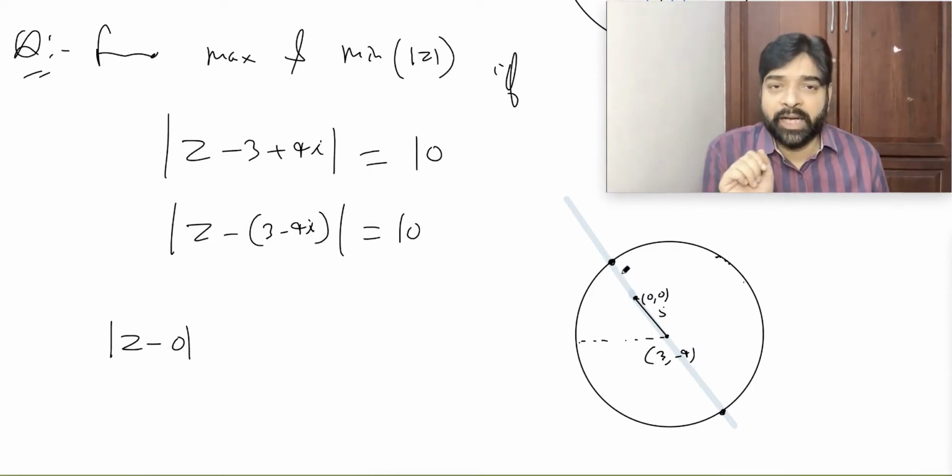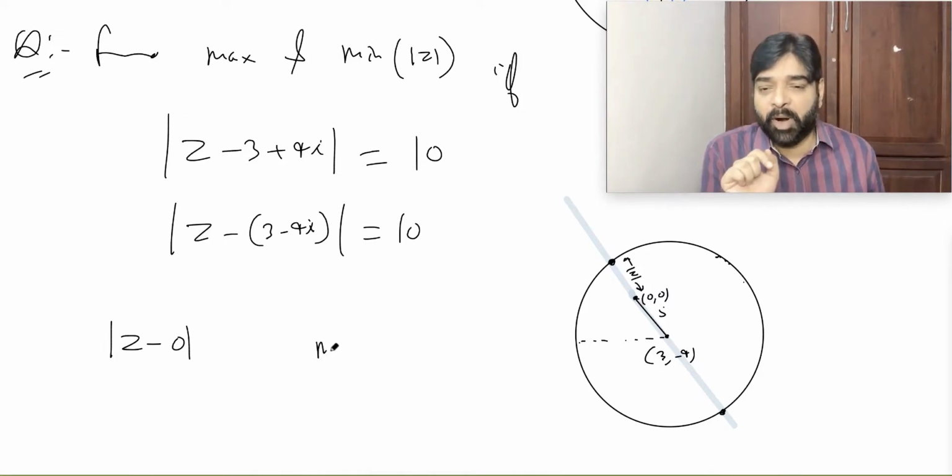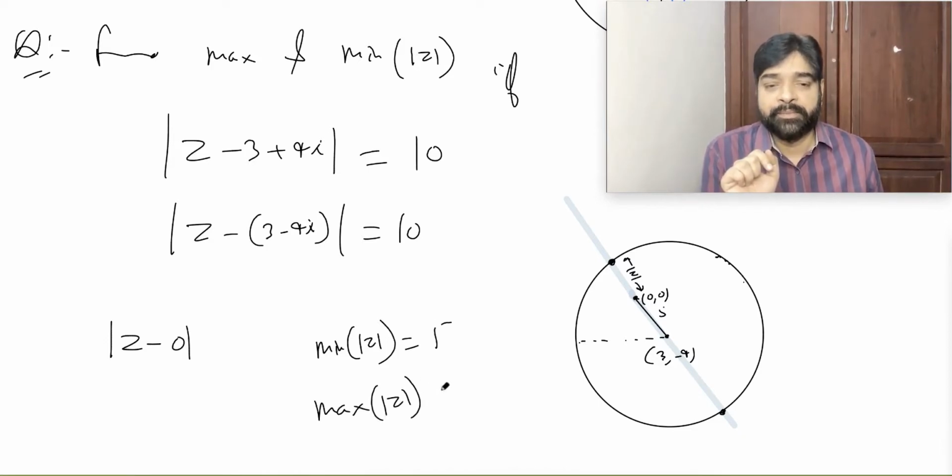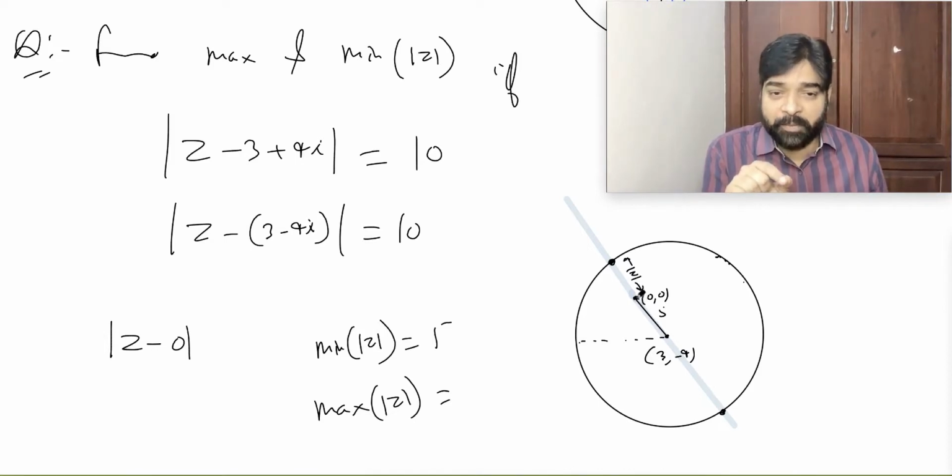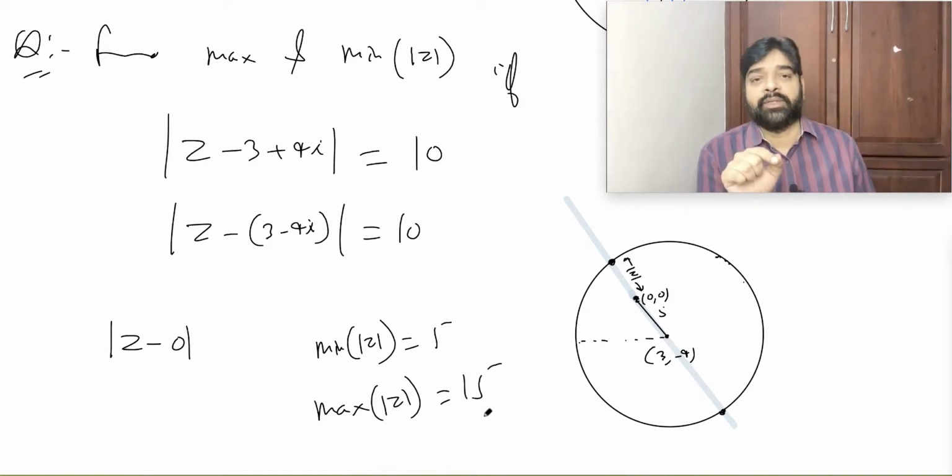Are you able to understand? So this is the mod z, this length, and this will be minimum. So minimum mod z will be how much? 5. And maximum mod z? This total length. By mod z we mean length from origin to z. So this is the 5, this is the 10, so 15. Finish.